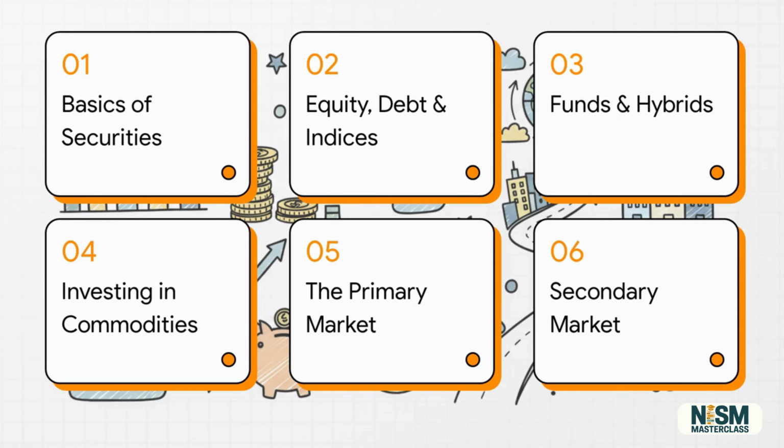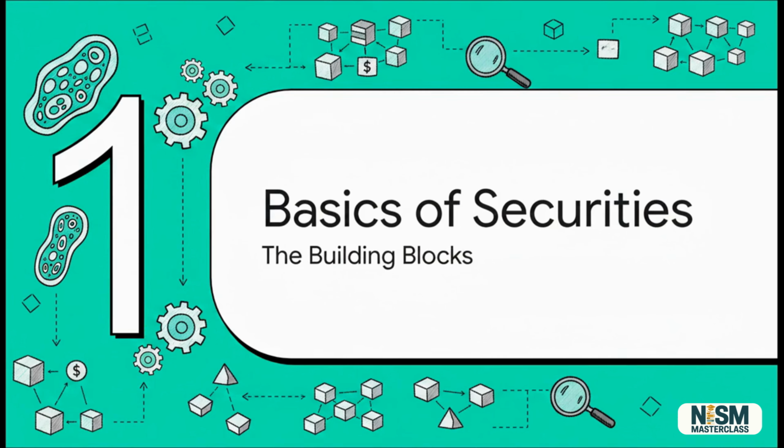We'll start with the basics of the securities market, move into equity, debt, and indices, and then check out funds and hybrid instruments. After that, we'll look at investing in commodities, the primary market, and finally, the secondary market and its participants. All right, let's kick things off with Section 1, the basics of the securities market.